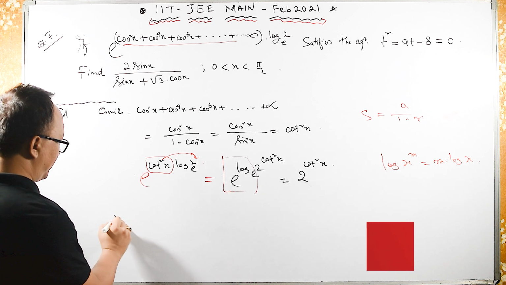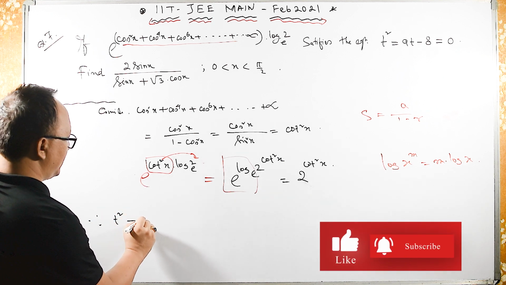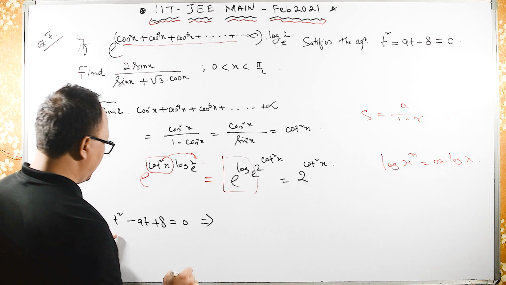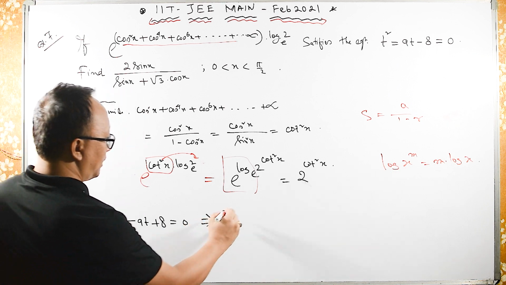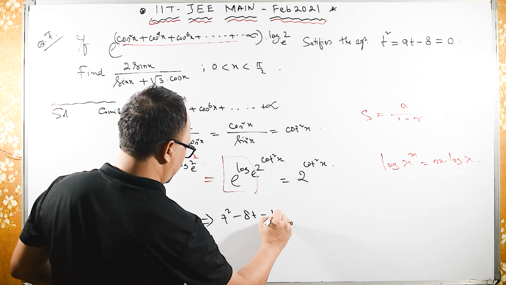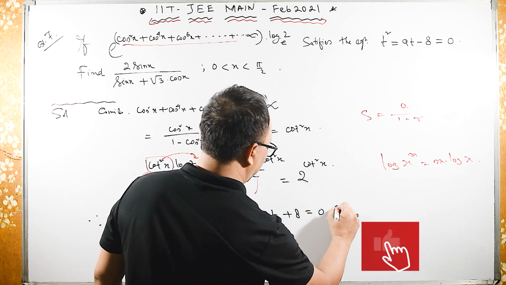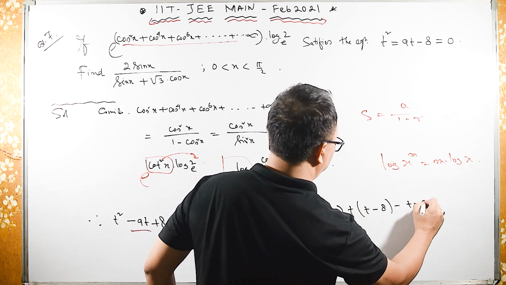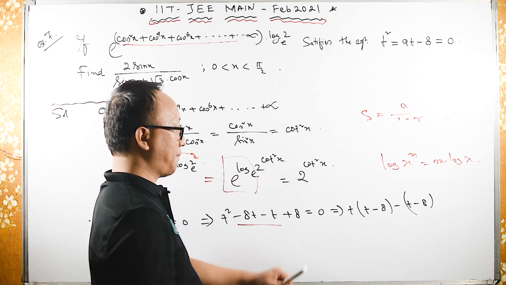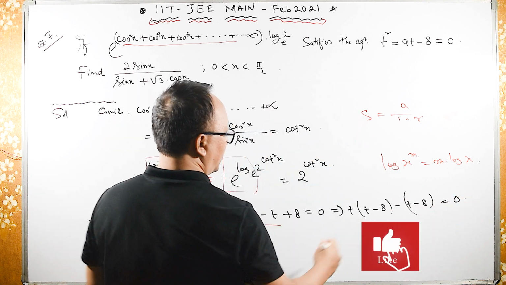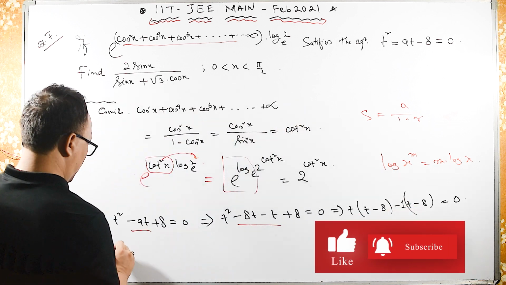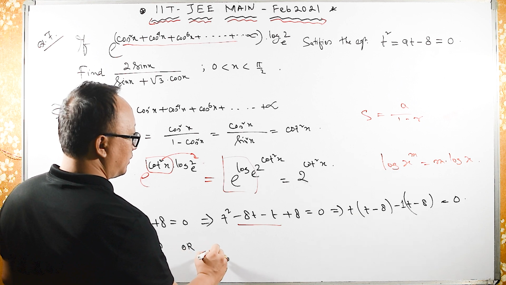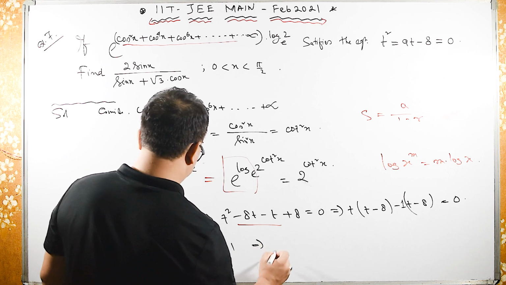We have t square minus 9t plus 8 equals 0, which is a quadratic equation. So let's split the middle term. t square minus 8t minus t plus 8 equals 0. Taking t common, t into t minus 8 minus 1 into t minus 8 equals 0, so t minus 1 into t minus 8 equals 0. This implies t equals 8 or t equals 1.